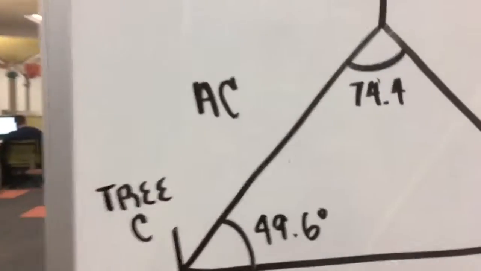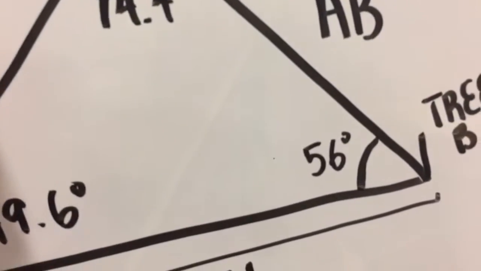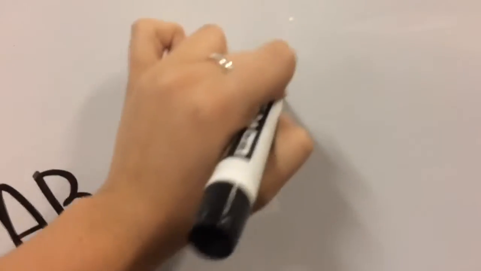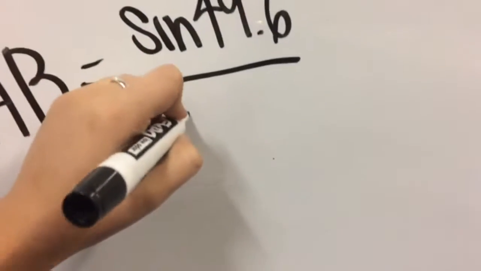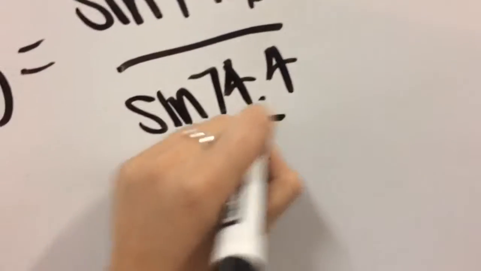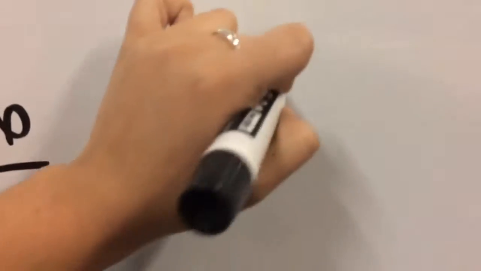Now we need to find the distance between tree A and tree B. Okay, so AB is equal to sine 49.6 over sine 74.4 over 82, giving us 64.83 feet.